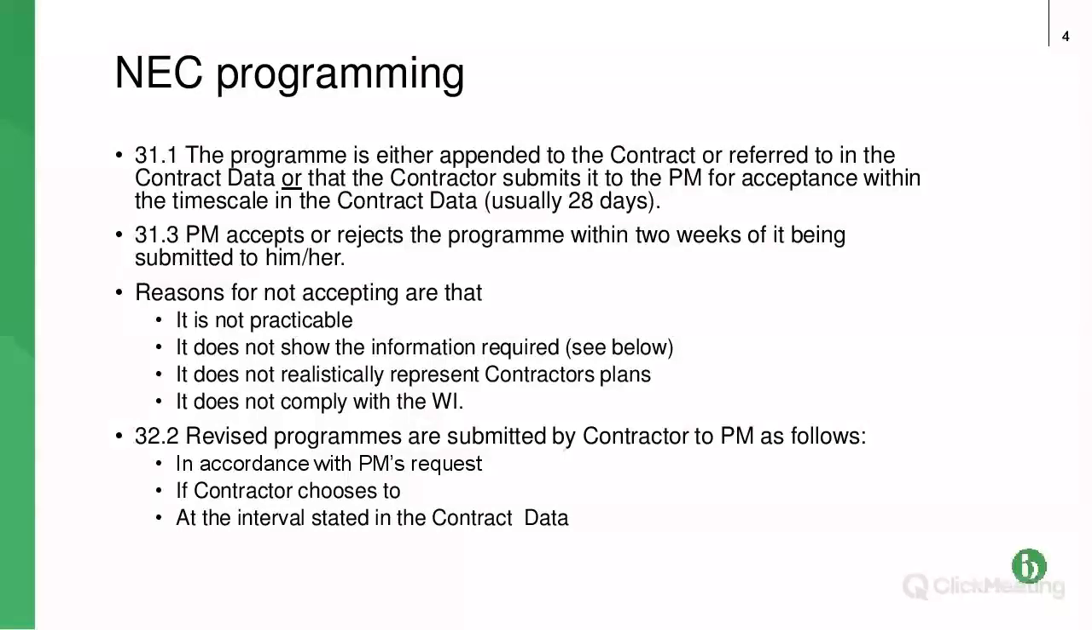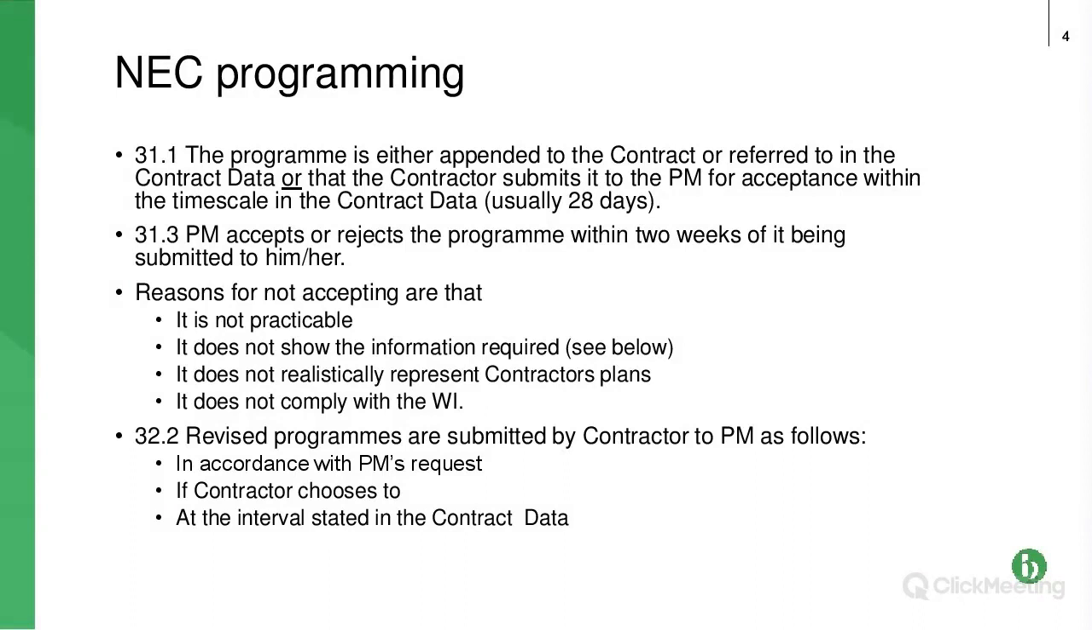So, next bullet point, 31.3, the project manager accepts or rejects the programme within 2 weeks of it being submitted to them. Bear in mind, if the contract is going to be amended, that 2 weeks might be extended to give the PM a little bit more time. The key thing from a contractor or subcontractor perspective is that the PM might reject the programme.